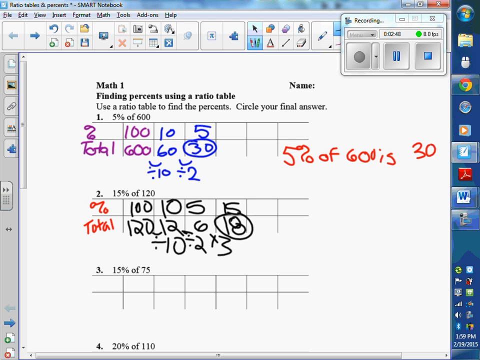So your answer is 15%. Write out your answer. I'll get you another worksheet.